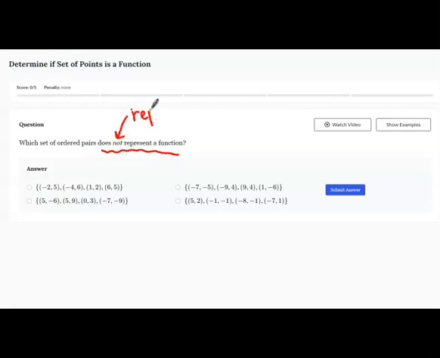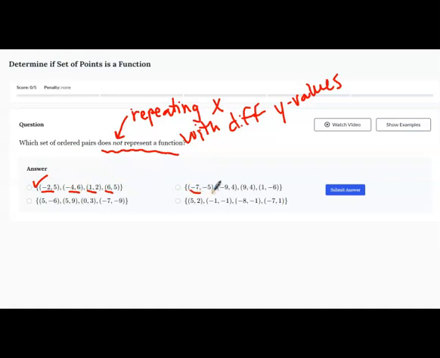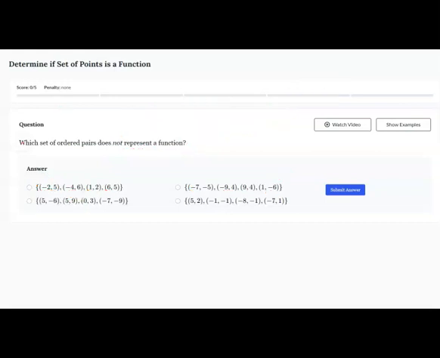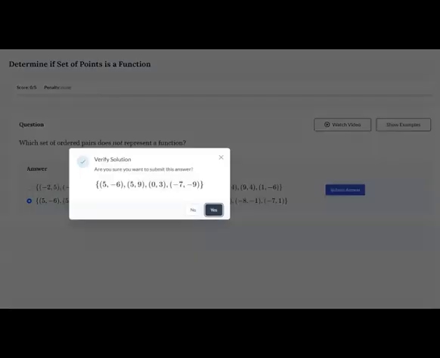Remember, you are not a function if you have a repeating x value with a different y value. Check all your x values, look for repeats. If you find a repeat, check the y values, and if they don't match, you're not a function. So we found our solution for this one.